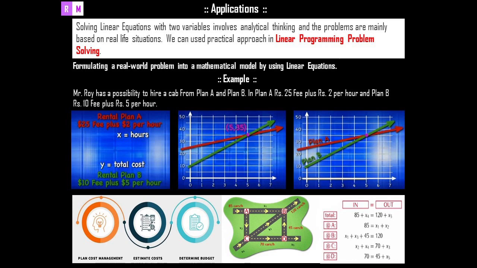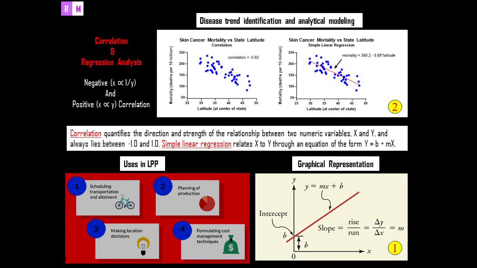Likewise, for plan cost estimation and budget planning, we can use linear equations. We can also use linear equations to find the speed limit of each route and maintain the traffic system so that accidental damage can be minimized. Disease trend analysis can be performed using correlation and regression models, which are also related to applications of linear equations.